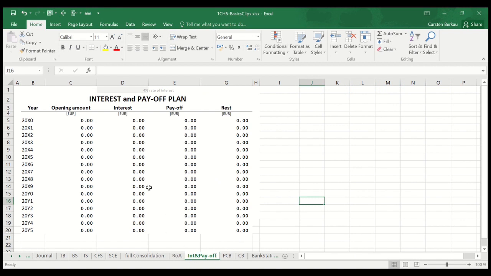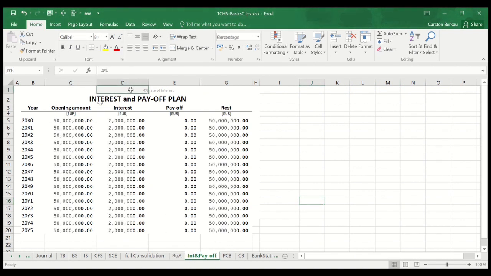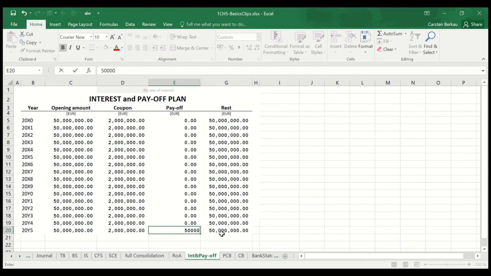Next, I prepare an interest and payoff plan. I entered already the rate of interest of 4%, so it gives me instantly 2 million of interest, which I rename as coupon. In the first years, there is no payoff, which means the value of the bond stays at 50 million. Only in the last accounting period, the bond is redeemed, which means the company has to pay off 50 million. The bond's value then will turn to 0.